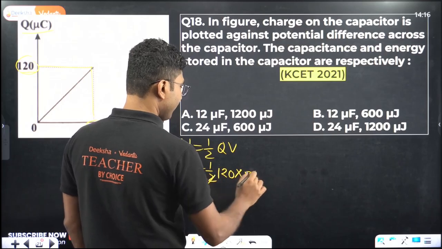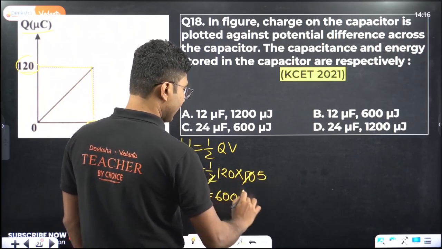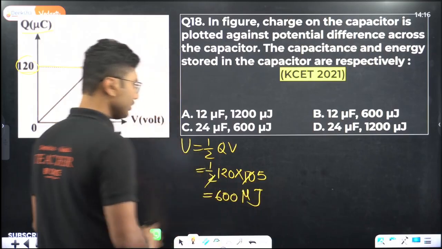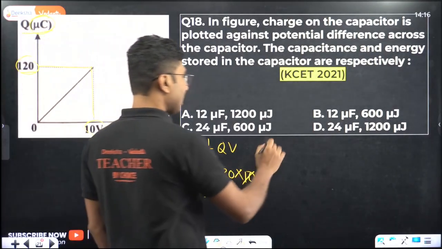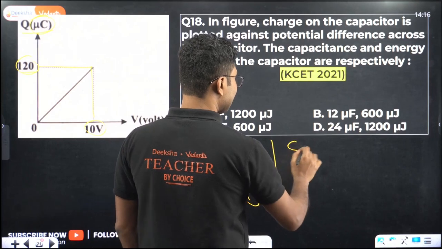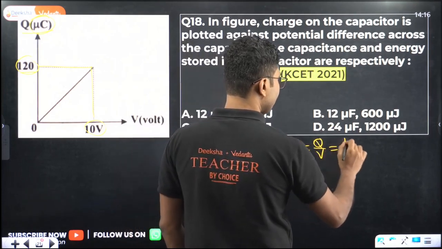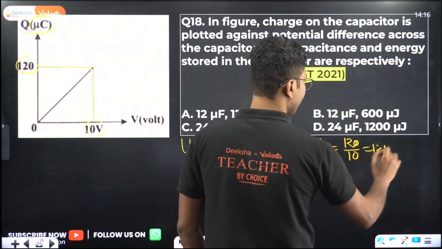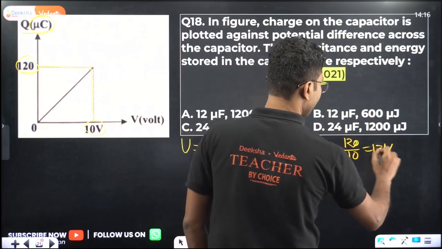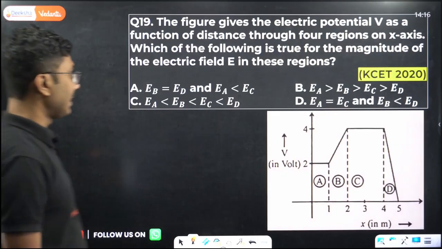So this will be 5, 5 12s are 60. So 600 microjoules. Why microjoules? Because the charge is given in microcoulomb. Okay, what about the capacitance? Capacitance is Q by V. Q is 120, V is 10, so that is 12 microfarad.